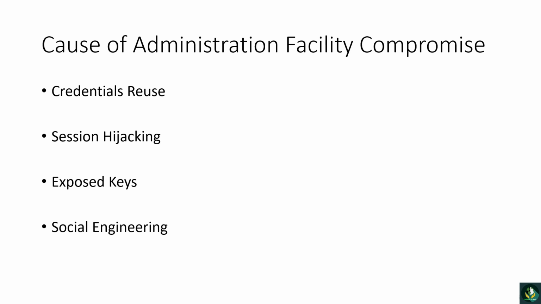So let's go back and take a look at one more possible cause of administration facility compromise, and the final one is social engineering. This is another topic I talked about previously, ethical hijacking or social engineering, and in there I talked about many of the different ways that valuable pieces of information can be extracted from targets, and the contents of gaining access to an administration facility.